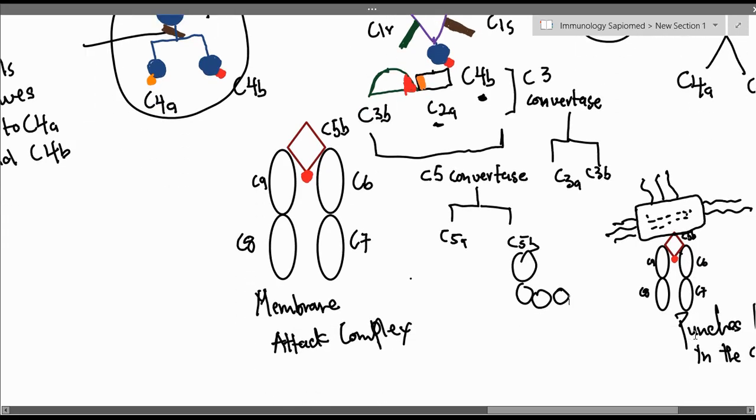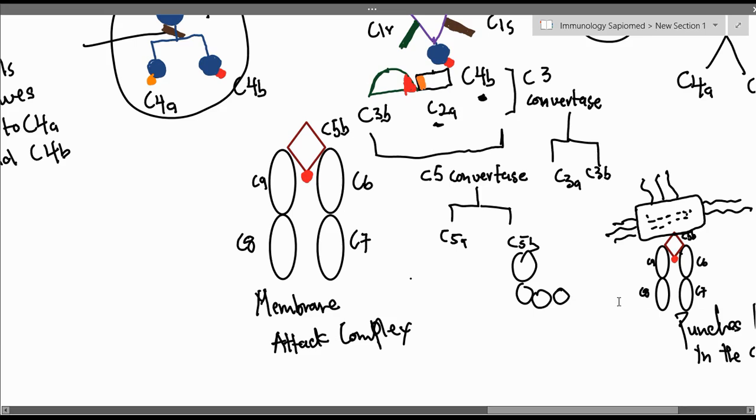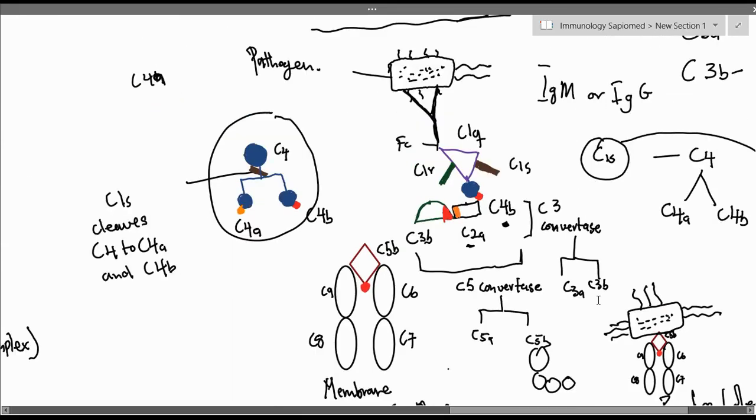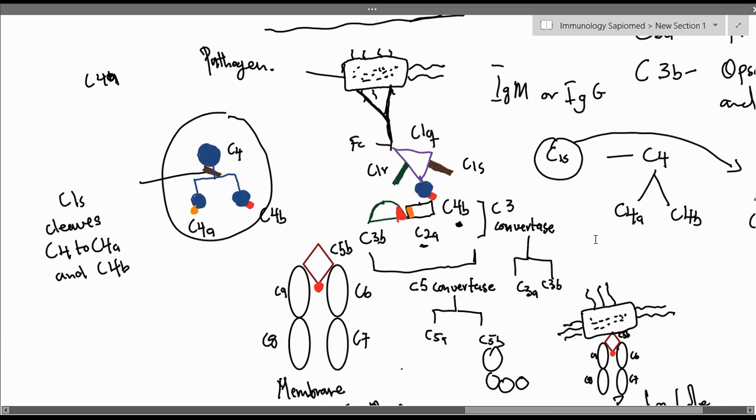And this MAC will initiate what we call cell lysis. So it punches through the cell or the pathogen, and then it causes the pathogen to burst or undergo lysis. So basically, this is what the classical pathway is about. Let's go over it again. So what happens in the classical pathway?